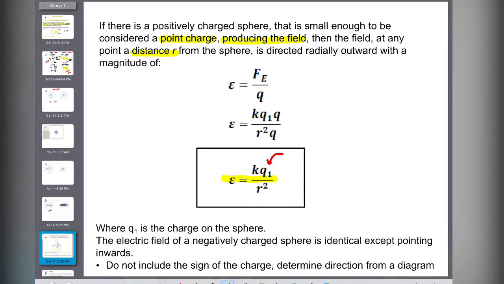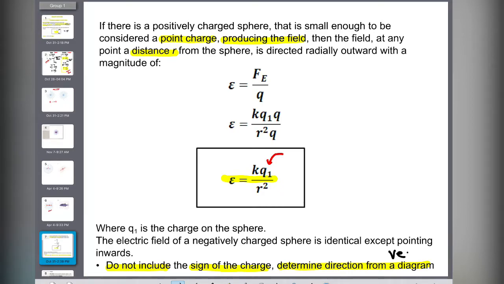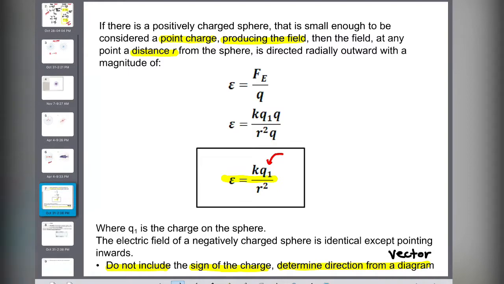When you do these questions, similar to the force questions that we've been doing from Coulomb's law, we do not include the sign of the charge in the calculation. We determine the direction from a diagram. I'm going to specify this: you're going to use a vector diagram to solve for the vector net, like the net force.